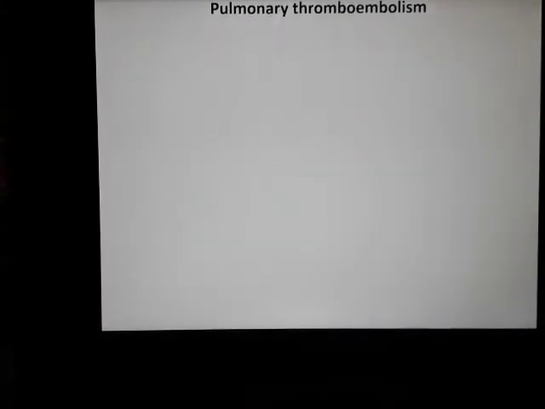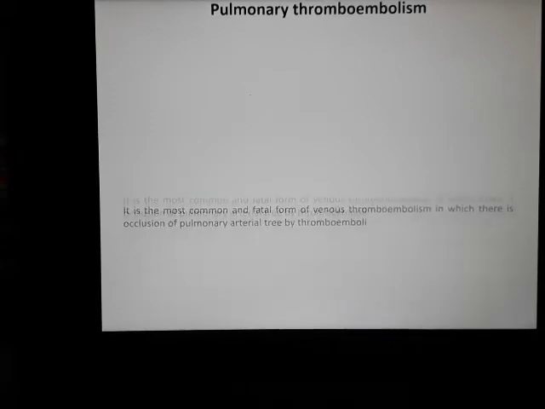Today I will discuss pulmonary thromboembolism. You all know that thromboembolism has two types of effect: arterial thromboembolism, in other words called systemic thromboembolism. I have already discussed the consequences. In the last class I discussed the effect of venous thromboembolism, and the most important effect of venous thromboembolism is pulmonary thromboembolism. So today I will discuss this pulmonary thromboembolism.